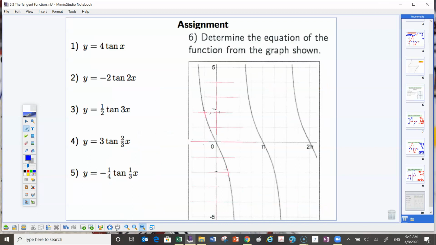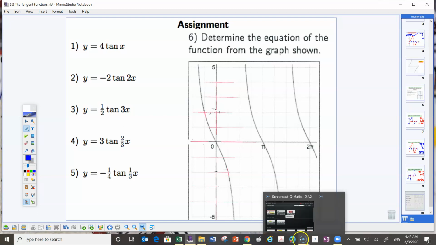Okay, there's your assignment today. Number 6, they're giving you the graph and they want you to try to find the equation of the graph. So I'll let you try that one on your own, but there's your assignment today, 5 questions. And if you have any questions, feel free to email me.